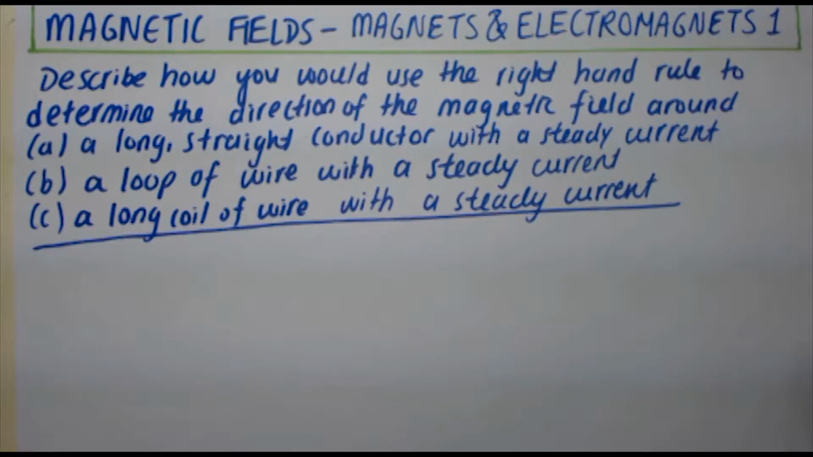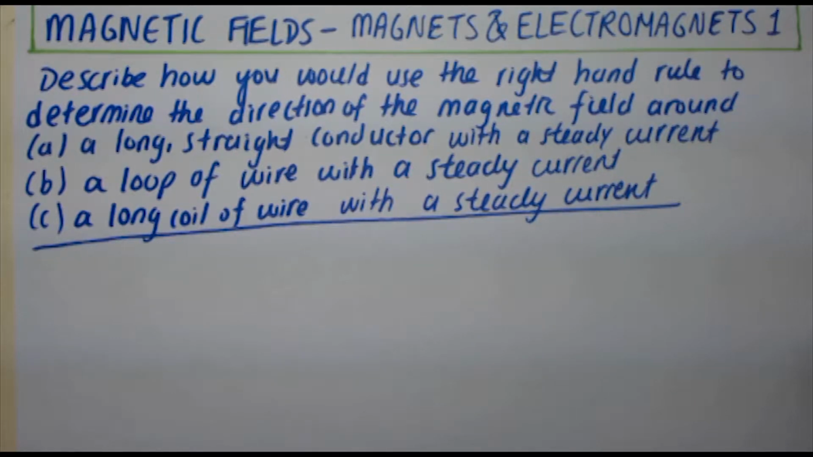We are starting a new section on magnetic fields, Magnets and Electromagnets 1. Describe how you would use the right-hand rule to determine the direction of the magnetic field around A, a long straight conductor with a steady current, B, a loop of wire with a steady current, and C, a coil of wire with a steady current. So let's figure out what's happening with the straight conductor first.